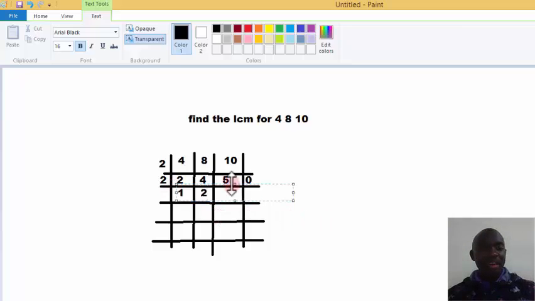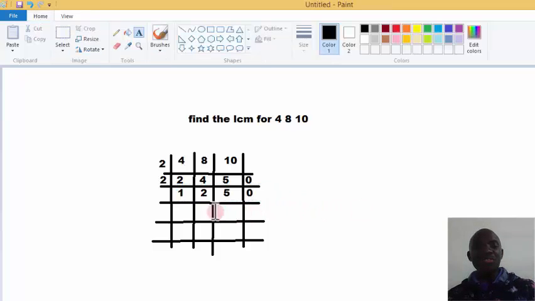Then because 5 is not divisible, you can divide it but get a remainder. We are interested in the remainder being 0. If you see this one, it is bringing a remainder which is not 0. Don't take it. Leave it as it is, you take 5. You go on like that. Put 0 there.